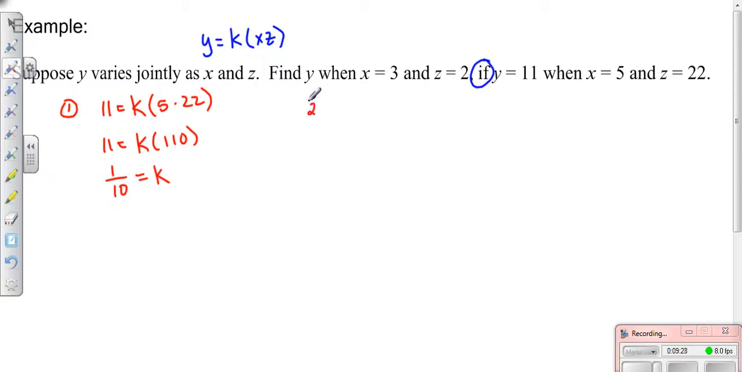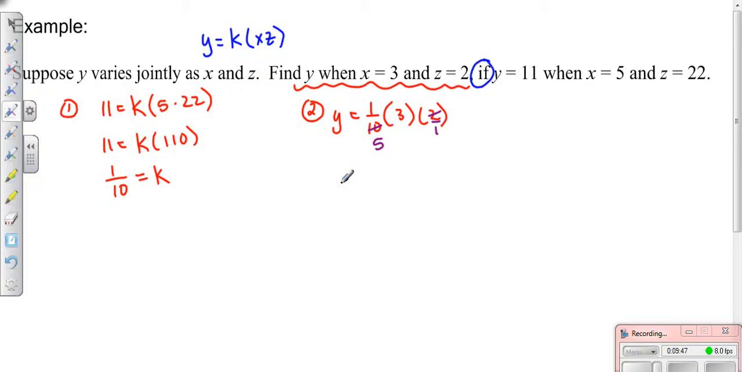I'm going to take that value and now find what's missing. Find y when k is 1/10, that's my constant, times 3 times 2. I don't have any great canceling here, but 2 and 10 will cancel, leaving 5, and so y will be 3/5.